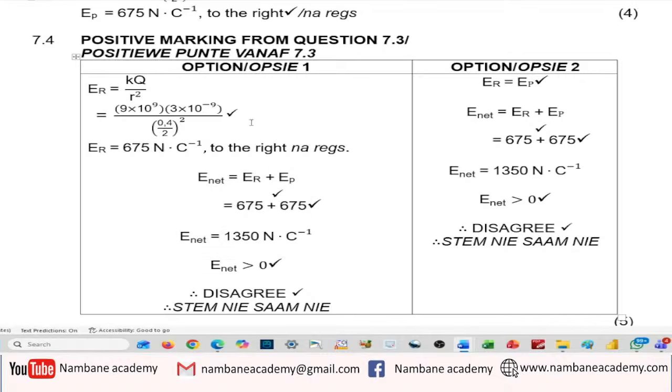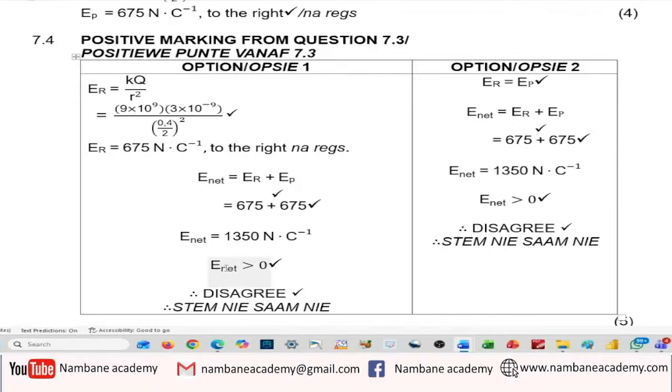So the mark allocation will be: substitution into the formula to calculate the electric field at X due to R. And if learners apply their signs correctly there, they will realize that this electric field at X due to R is also going to the right. And then when they get the net electric field due to R and P, they will see that the net electric field at X due to R and P will be 1,350 newton per coulomb, which is greater than 0 that they said. Then the answer will be disagree. 1 mark here, 1 mark for the sum, and 1 mark for adding the answer they got from here. 1 mark for realizing that E net is greater than 0, and 1 mark for saying they disagree. That is option 1.